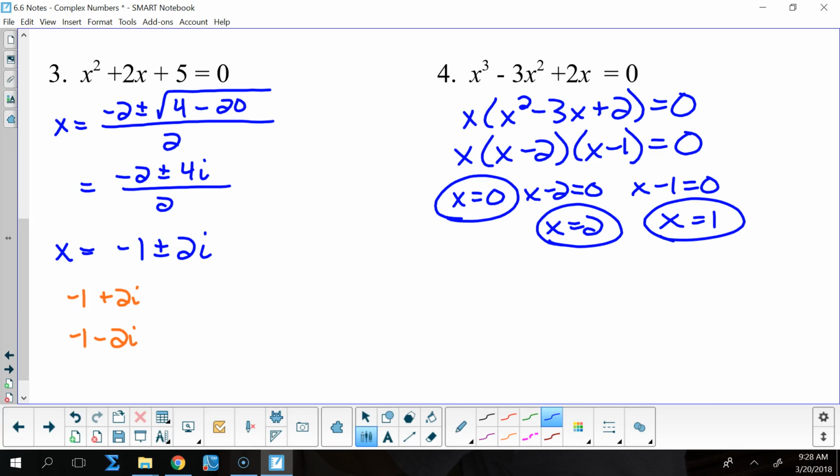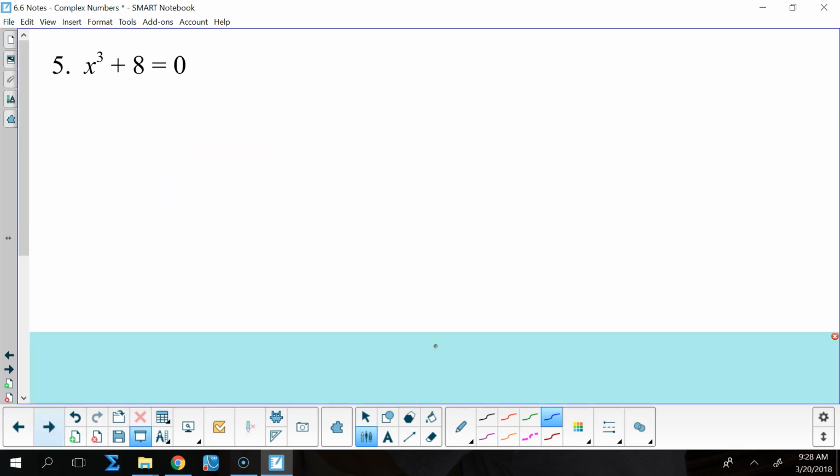Awesome sauce. What about x cubed plus 8 equals 0? How would you do that one? You could subtract 8 on both sides. Okay, so that would give me x cubed equals negative 8. And then what did you say? Then I could cube root both sides. Love it.